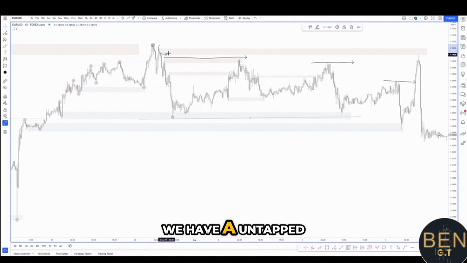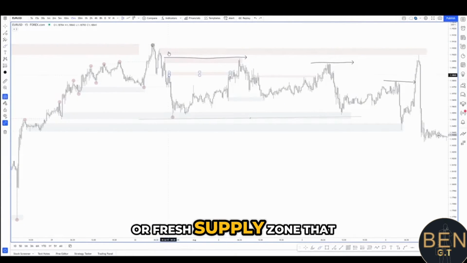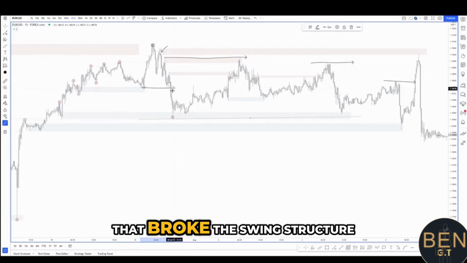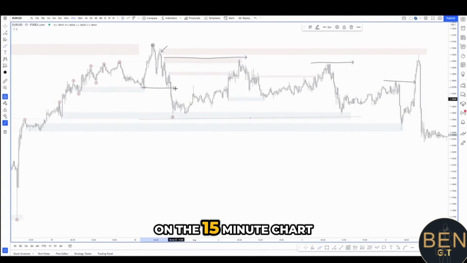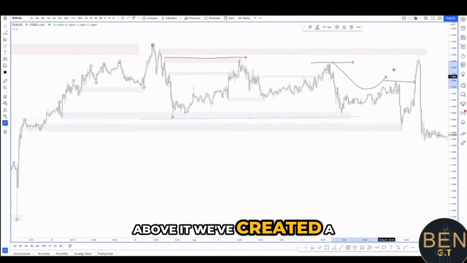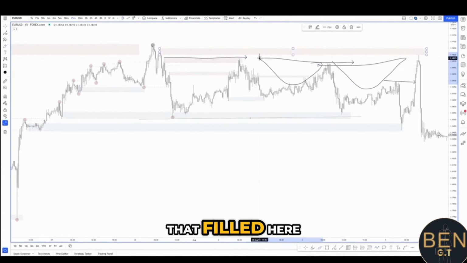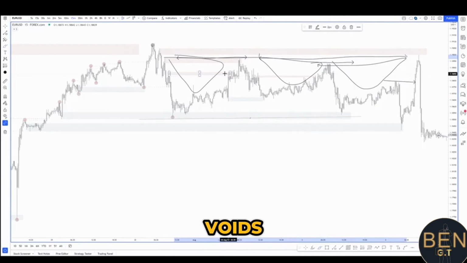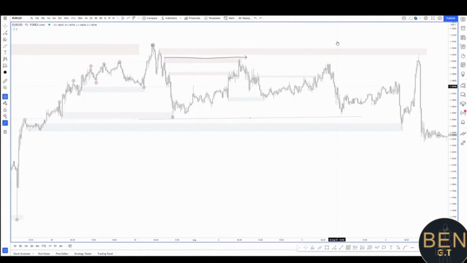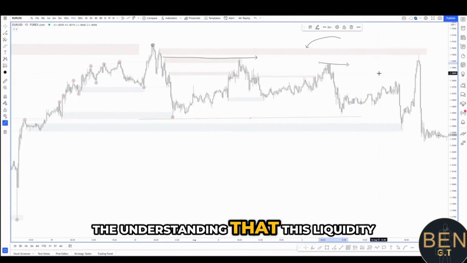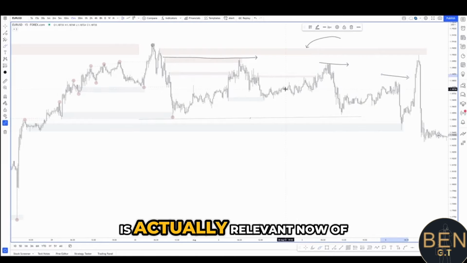We have an untapped or fresh supply zone that has yet to be taken. And what we can see is this is more at the extreme that broke the swing structure on the 15-minute chart. And what we can see is we've created a lot of liquidity above it. We've created a liquidity void. We have a liquidity void that filled here, liquidity void that filled. But what does this end up doing if we have multiple liquidity voids? It creates a lot more liquidity. The fact that we have this supply zone creates the understanding that this liquidity that's created is actually relevant.